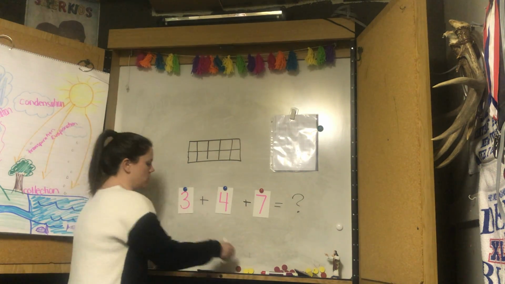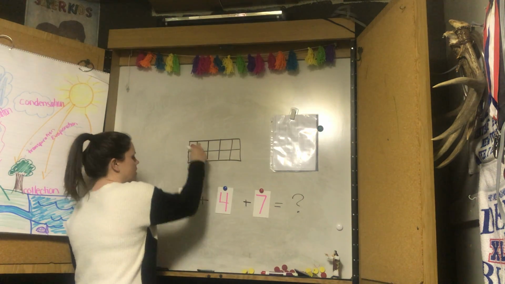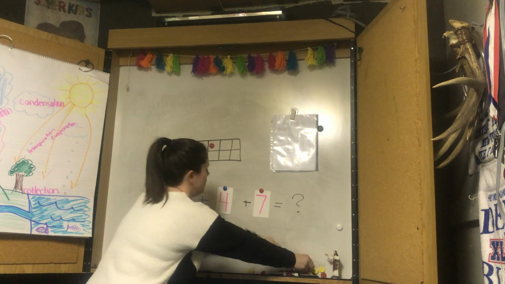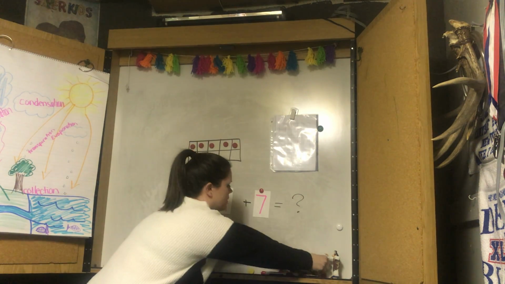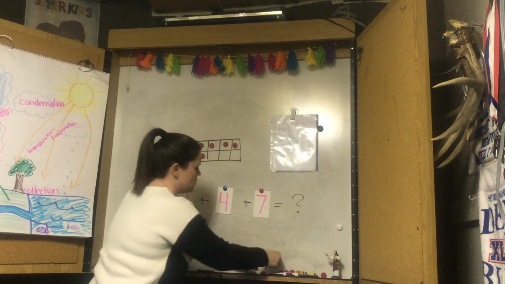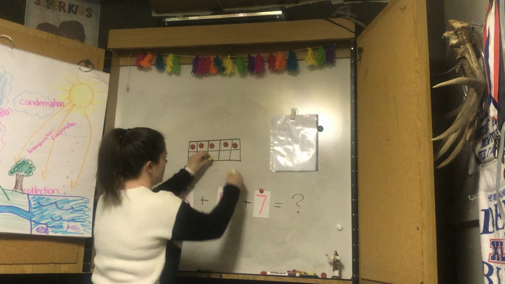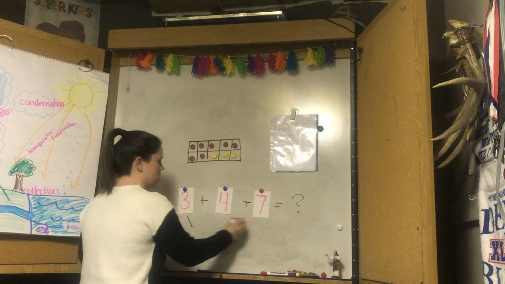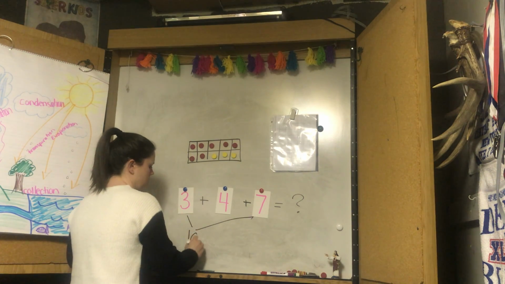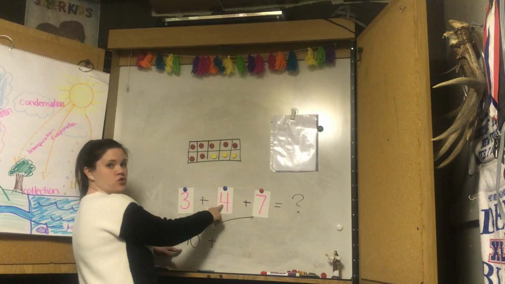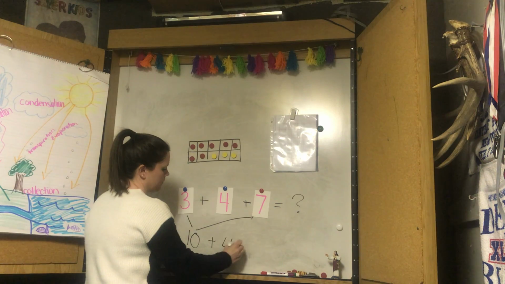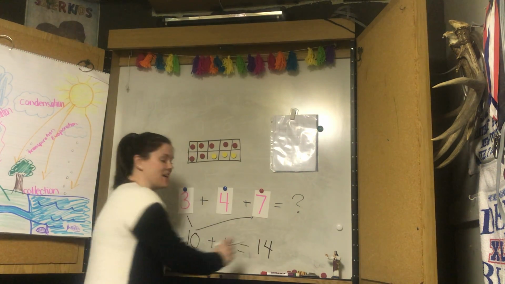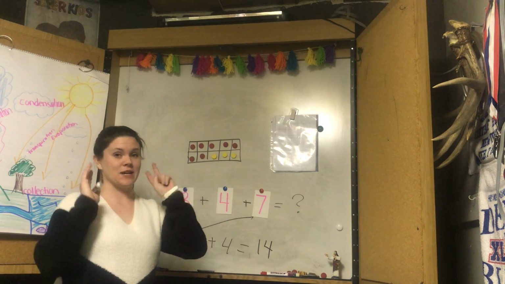So, I know that 7 plus 3 equals 10. Here's my 7, 3, 4, 5, 6, 7. And I know you guys know this too because we did this all last week. And 3 gives me 10, right? I'm going to take these 2 and make it 10. Then I have to drop this guy down. 10 plus 4 equals what? 14. Easy peasy.